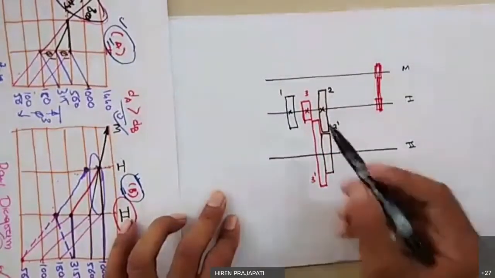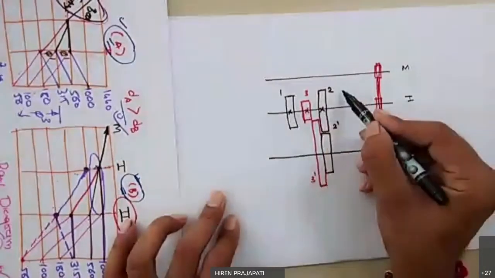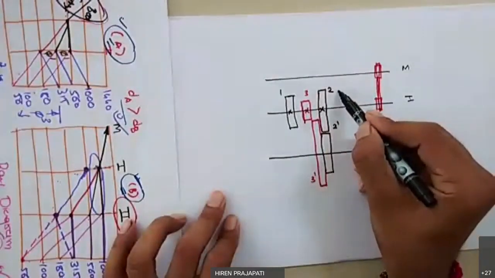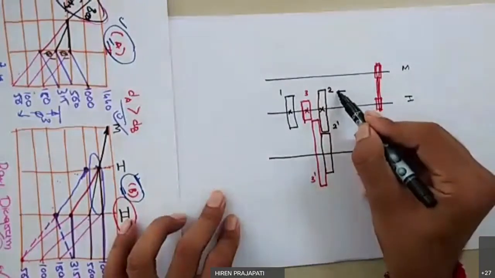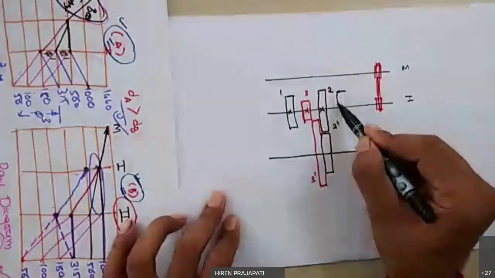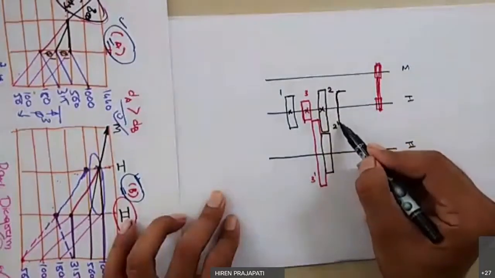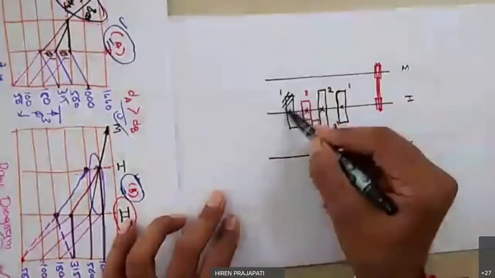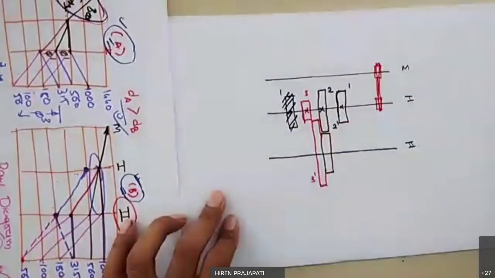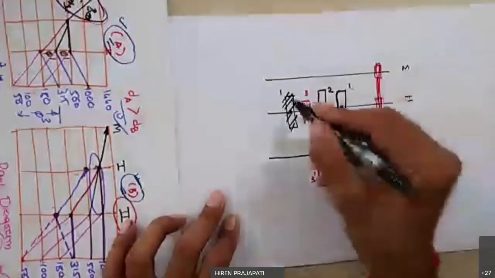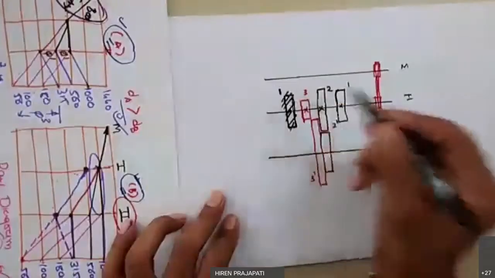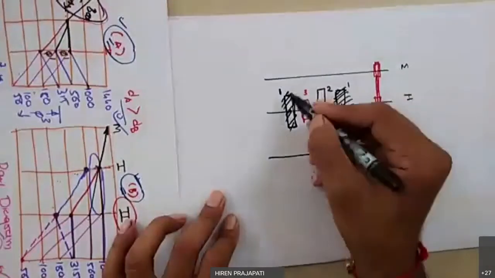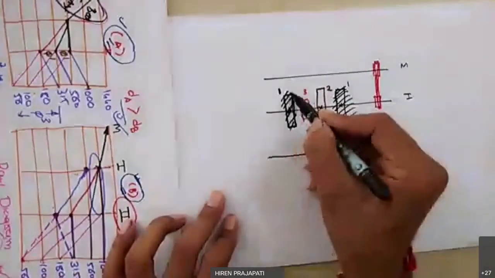And then lastly, I just relocate this gear 1. This is gear 1. I'm relocating this gear 1. No, we are keeping it at the same location. Gear 1 is here as it is.